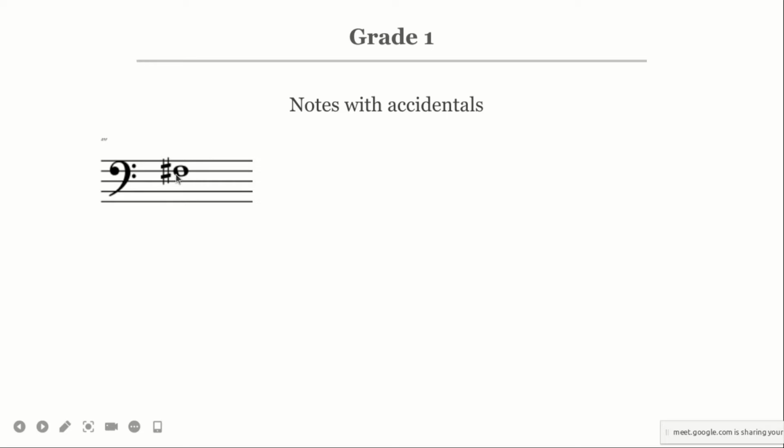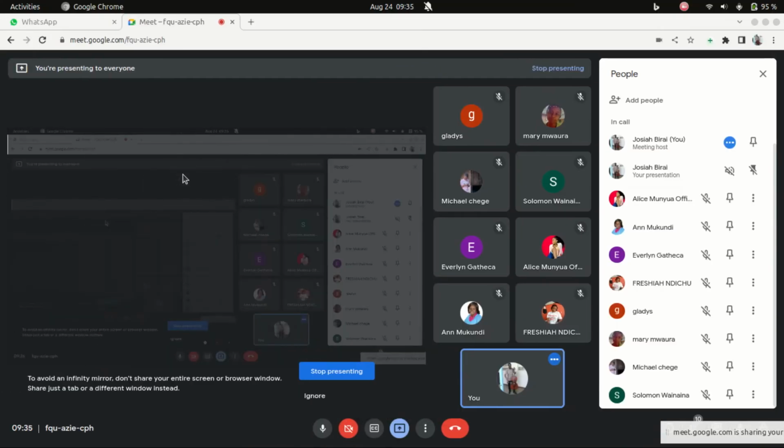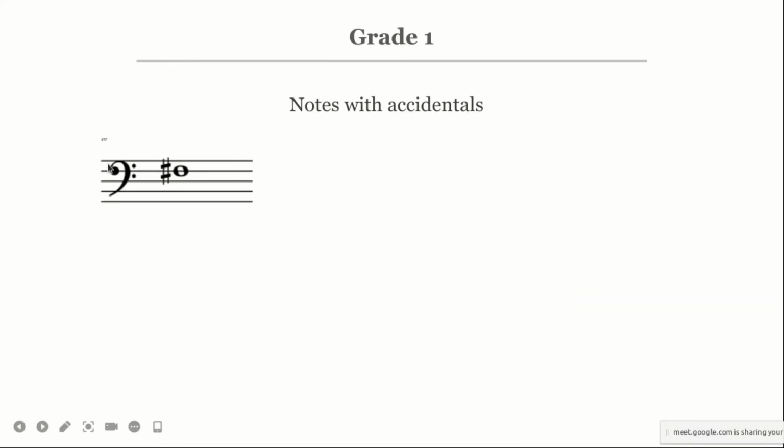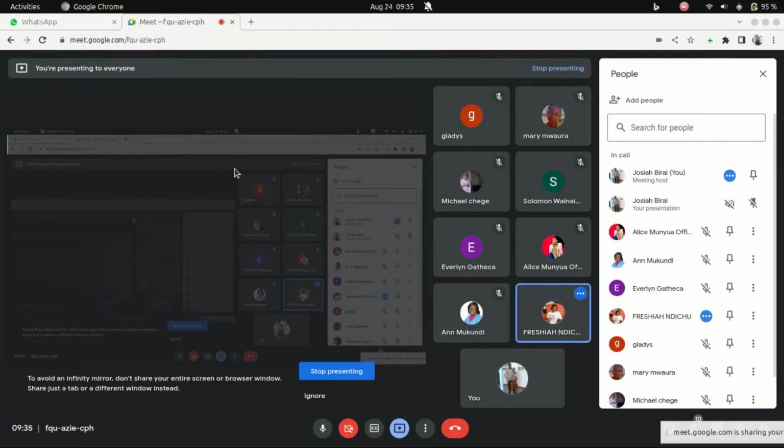Somebody tell me the name of this note. Who haven't I called? Fresia. What's the name of this note? This is bass clef. Don't miss the clef. What's the name of this line, Fresia? I'm yet to understand. I've just joined. Okay, thank you. Kindly go through those. It's in the first video.